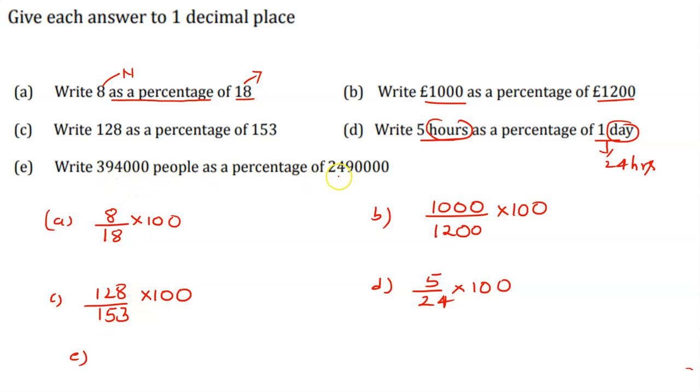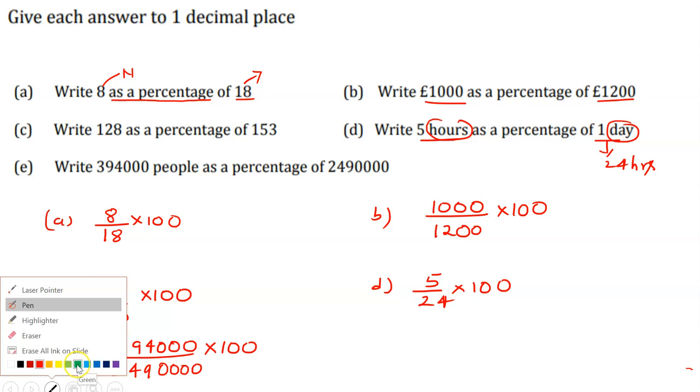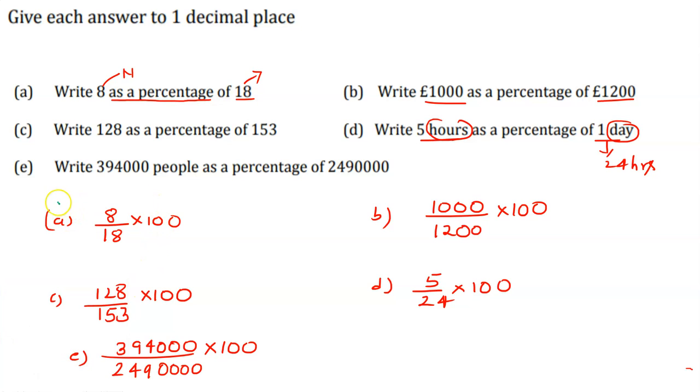And the last part will be 394,000 people as a percentage of 2,049,000. So it should be 394,000 divided by 2,049,000 times 100. Now the time has come to find the percentages. So how do we find the percentage of this?